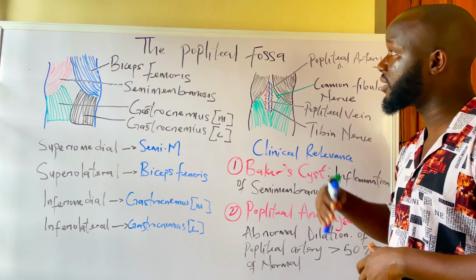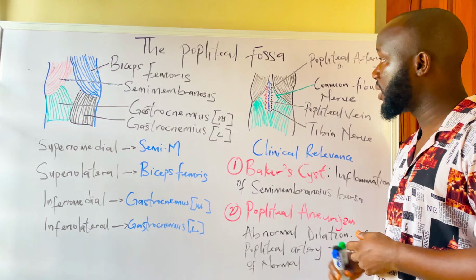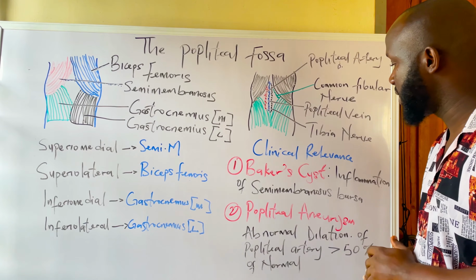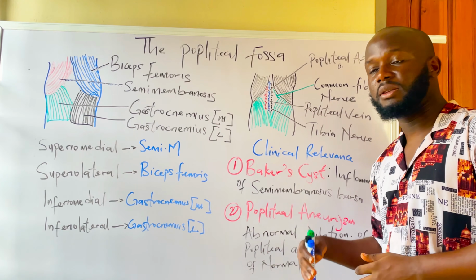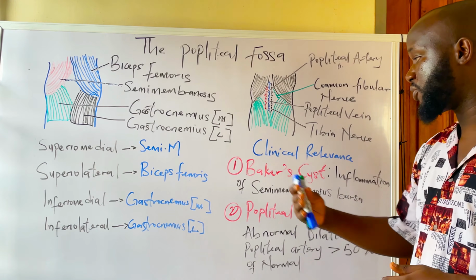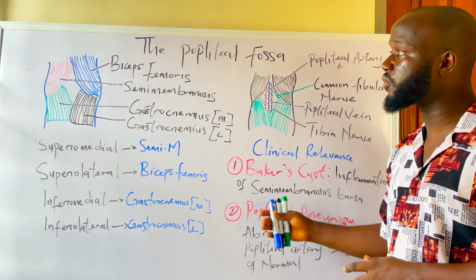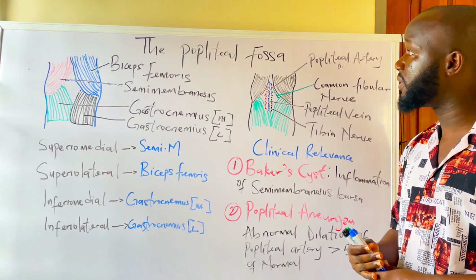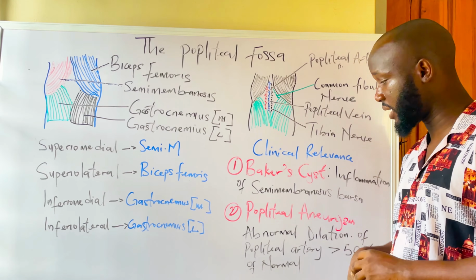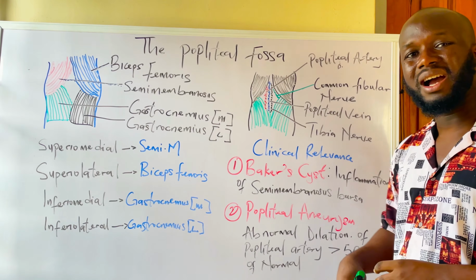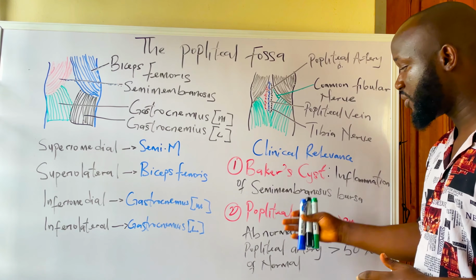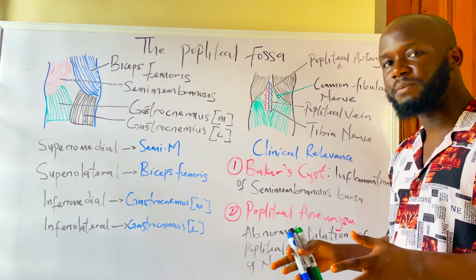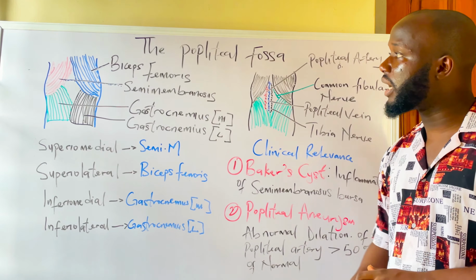So let's go to the clinical relevance. What are the clinical relevances of the popliteal fossa? For the purpose of this class, we're going to be discussing just two of them. The number one is the Baker cyst. The Baker cyst can be referred to as inflammation or swelling of the semimembranosus bursa. Then the second clinical relevance is the popliteal aneurysm. Popliteal aneurysm is the abnormal dilation of the popliteal artery to more than 50% of its original diameter.